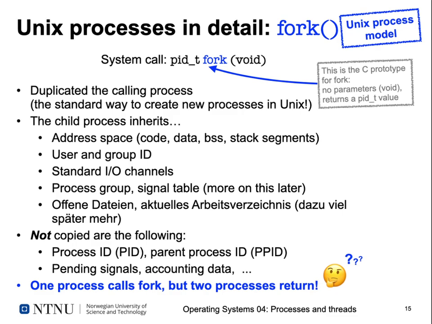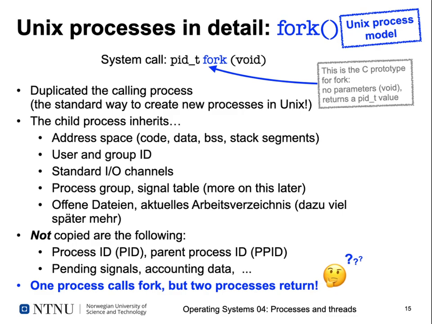So let's first look at the fork system call. Fork has this signature here. The name of the system call is fork, even as we've seen, it's a C prototype essentially for the libc function. And we see fork doesn't get any parameters, so it's void, it's empty, but it returns something, and this something is a pid_t. So pid_t is a typedef for usually some sort of integer variable. A process ID in Unix is usually an unsigned integer number.